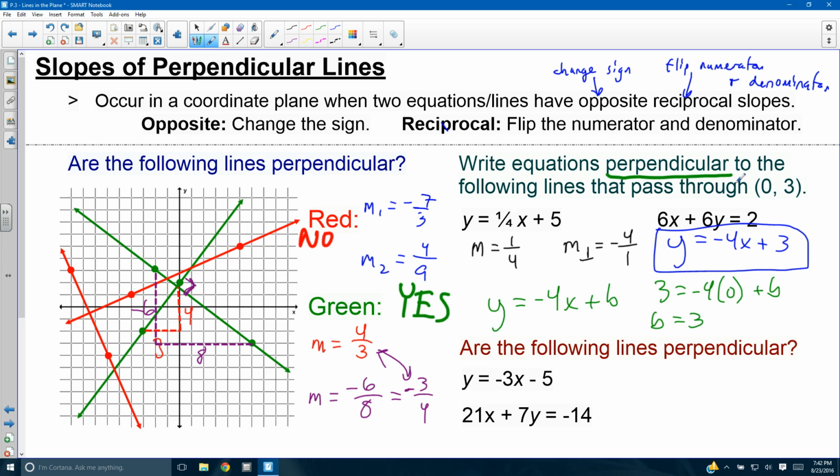I won't prove it by graphing. Feel free to do it. Even use your graphing calculator. But this line intersects through this point. This one doesn't necessarily do it. In fact, I don't think it does.